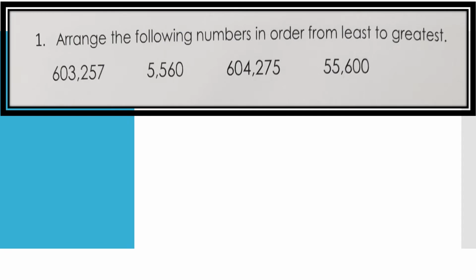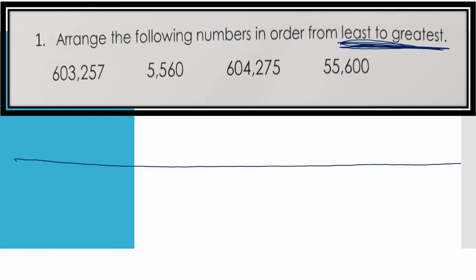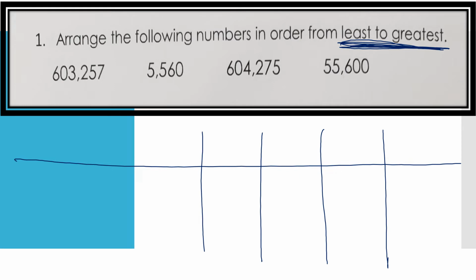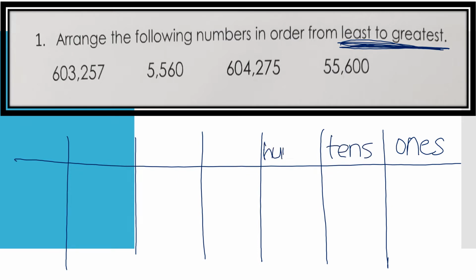All right, so let's take a look at number 1. Here, it wants us to arrange the following numbers in order from least to greatest. So I'm going to underline that, so make sure we get them in the correct order. You guys have gotten so good at this, so let's go ahead and draw our place value chart. Remember, you can always pause the video if I'm going too fast for you. Make sure you spell them correctly.